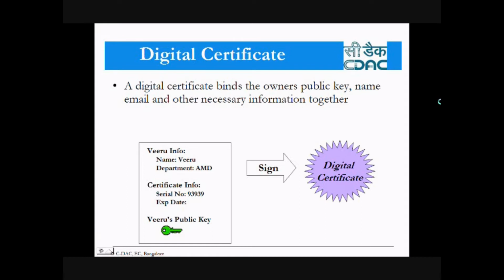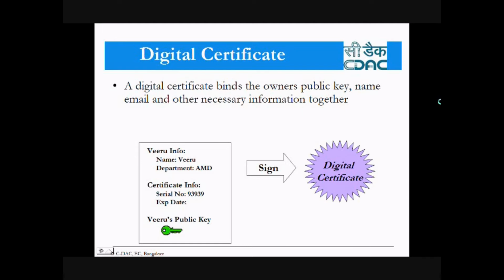So now here let us look at Viru's digital certificate. Viru's digital certificate contains the name Viru, his department, his certificate information, a serial number, his date, the certificate expiration date and the public key of Viru. So this is what a digital certificate contains.